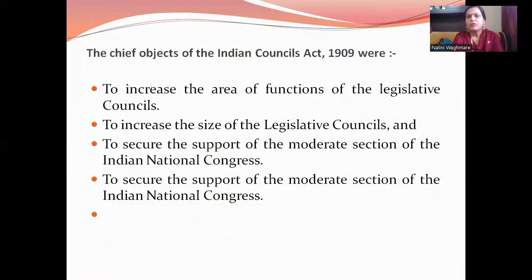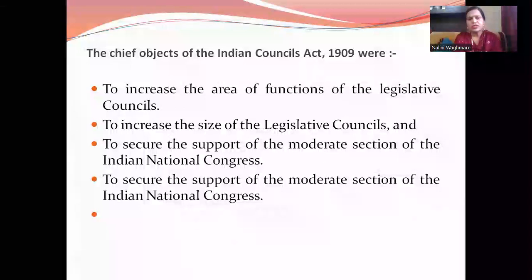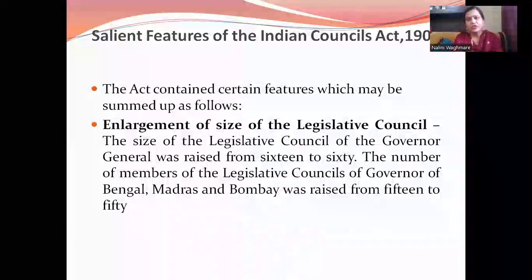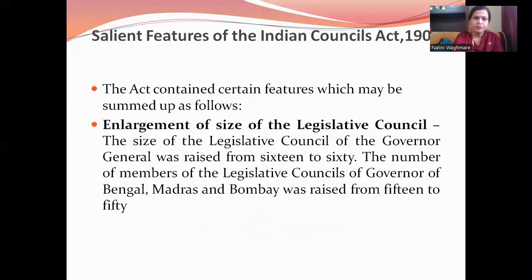Then what was the chief objective of introducing this Act? To increase the area of function of the legislative councils, to increase the size of the legislative councils, and to secure the support of the moderate section of the Indian National Congress. To secure that support, the Act contains certain features which may be summed up as follows. Actually, it's a detailed one, but in short, I have explained those things.